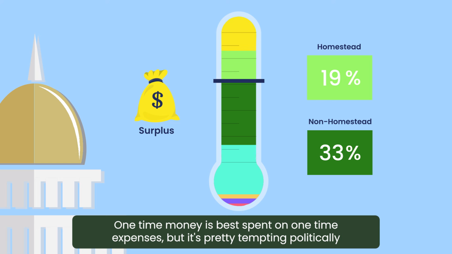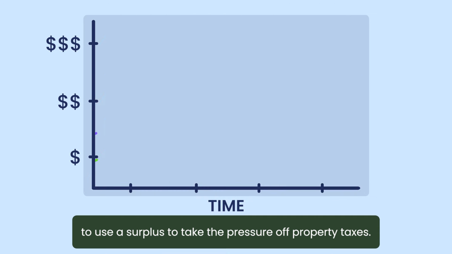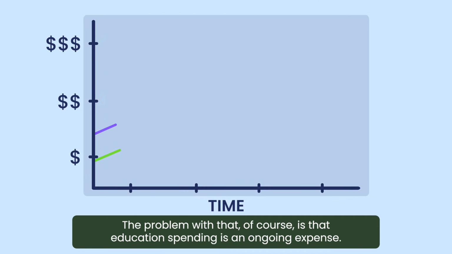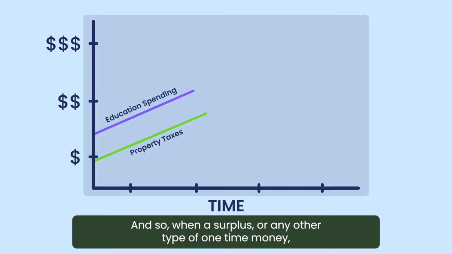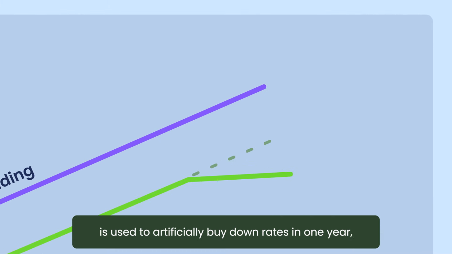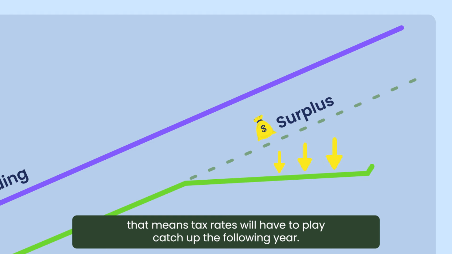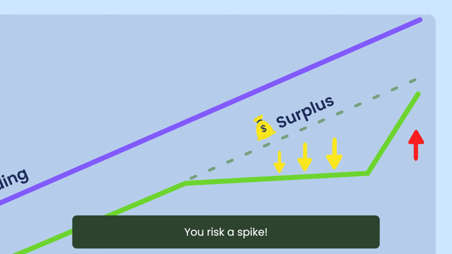One-time money is best spent on one-time expenses, but it's pretty tempting politically to use a surplus to take the pressure off property taxes. The problem with that, of course, is that education spending is an ongoing expense. And so when a surplus or any other type of one-time money is used to artificially buy down rates in one year, that means tax rates will have to play catch-up the following year. You risk a spike.